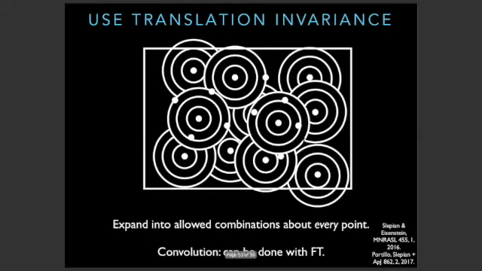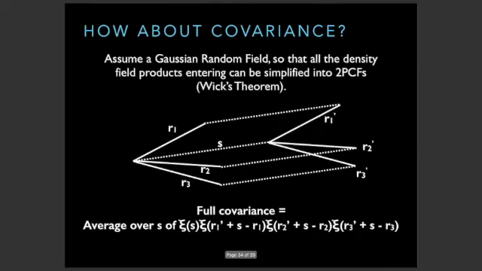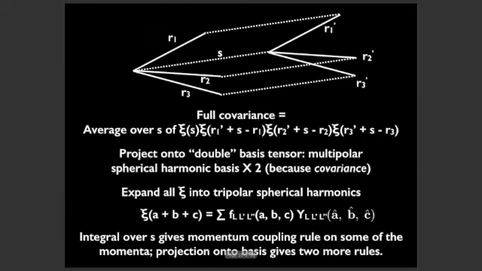You can use translation invariance to basically expand into allowed combinations of momenta about every point. Again, this is a convolution, so it can be done with Fourier transforms, just like the 3-point. And we can calculate the covariance. In the interest of time, I'm going to basically summarize this, but the point is the full Gaussian random field covariance can be calculated in terms of these correlation functions of at most 3 arguments. Those correlation functions can all be expanded into a basis of tripolar spherical harmonics times radial coefficients.